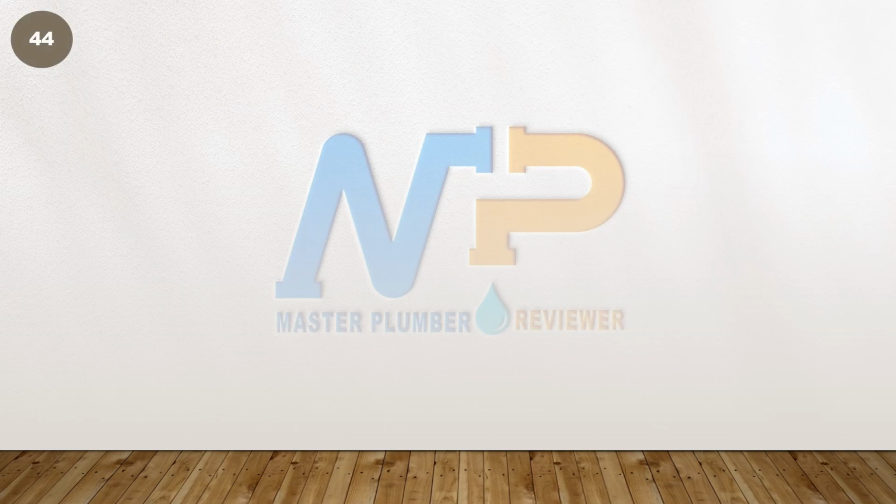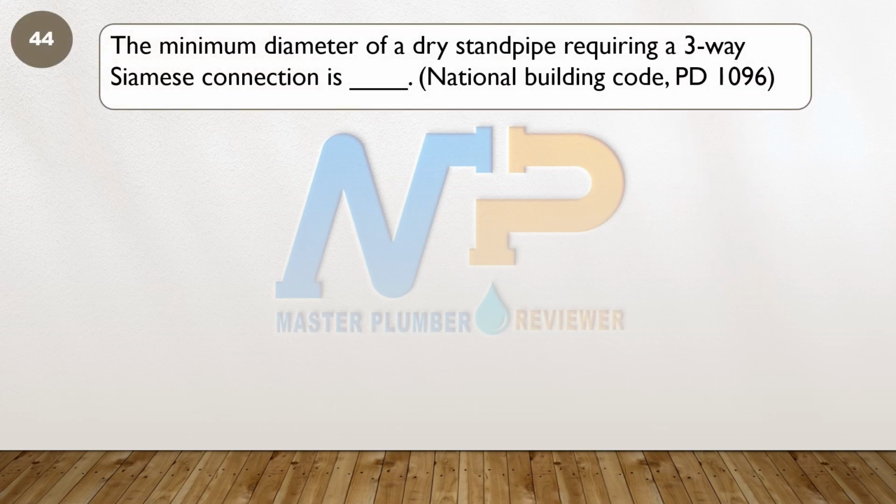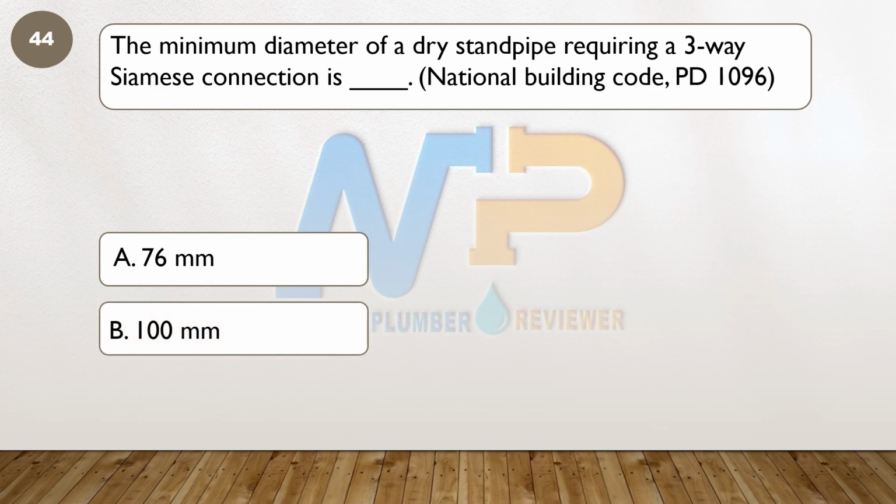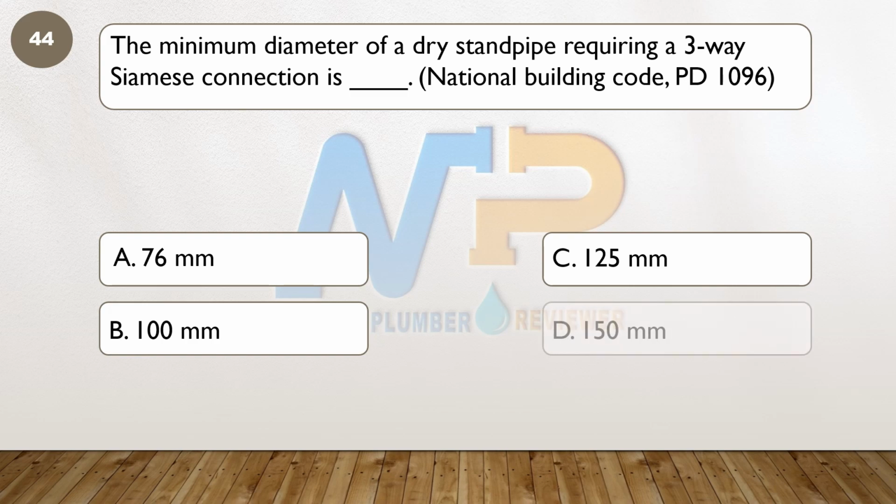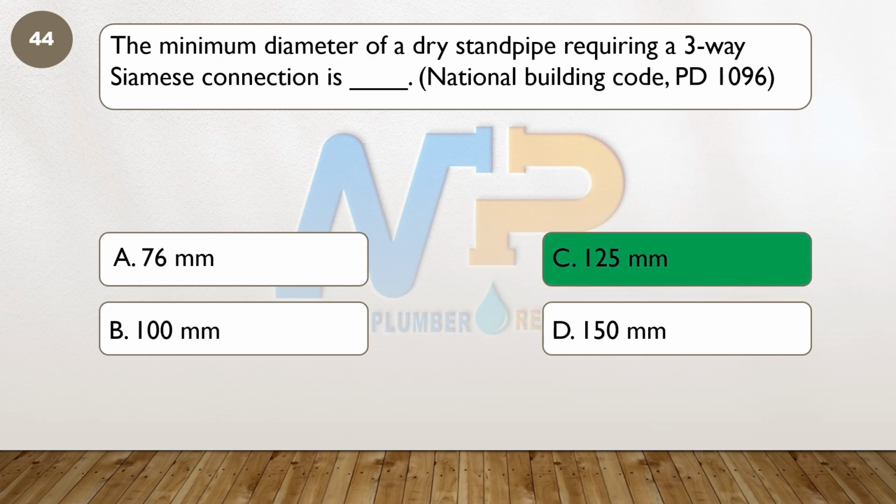Number 44. The minimum diameter of a dry standpipe requiring a three-way Siamese connection is blank. A. 76 millimeters. B. 100 millimeters. C. 125 millimeters. D. 150 millimeters. The answer. It's C. 125 millimeters.